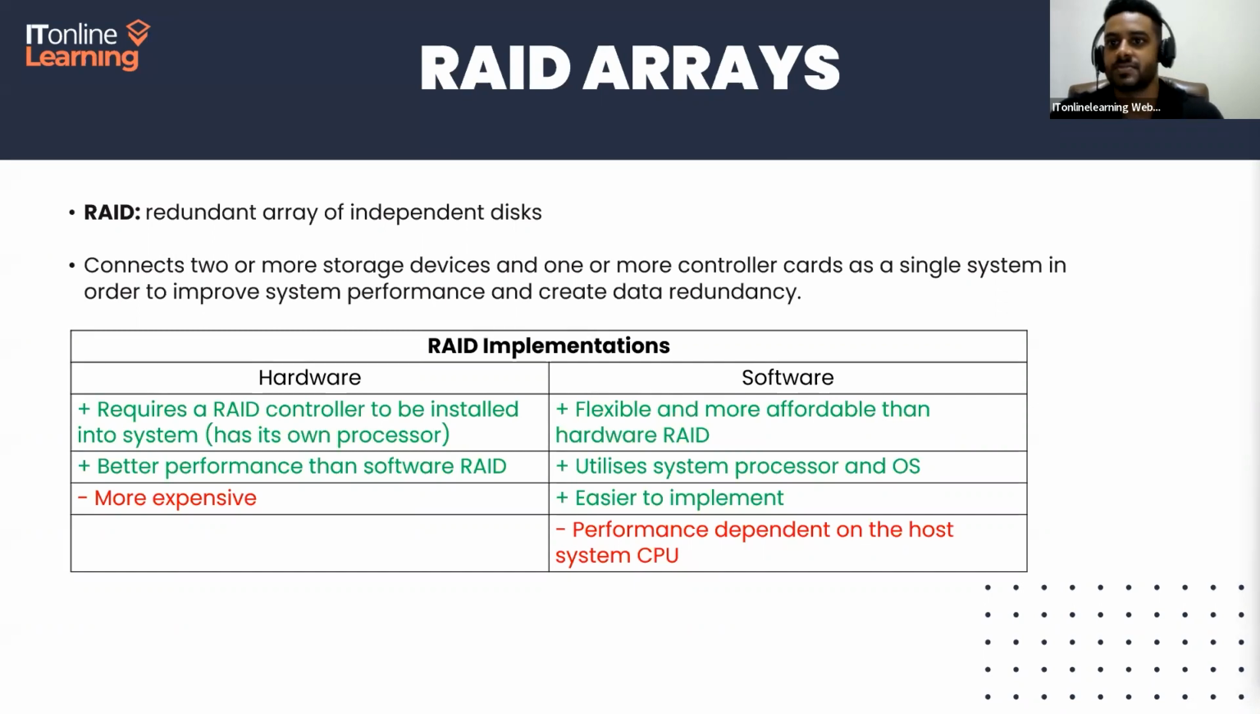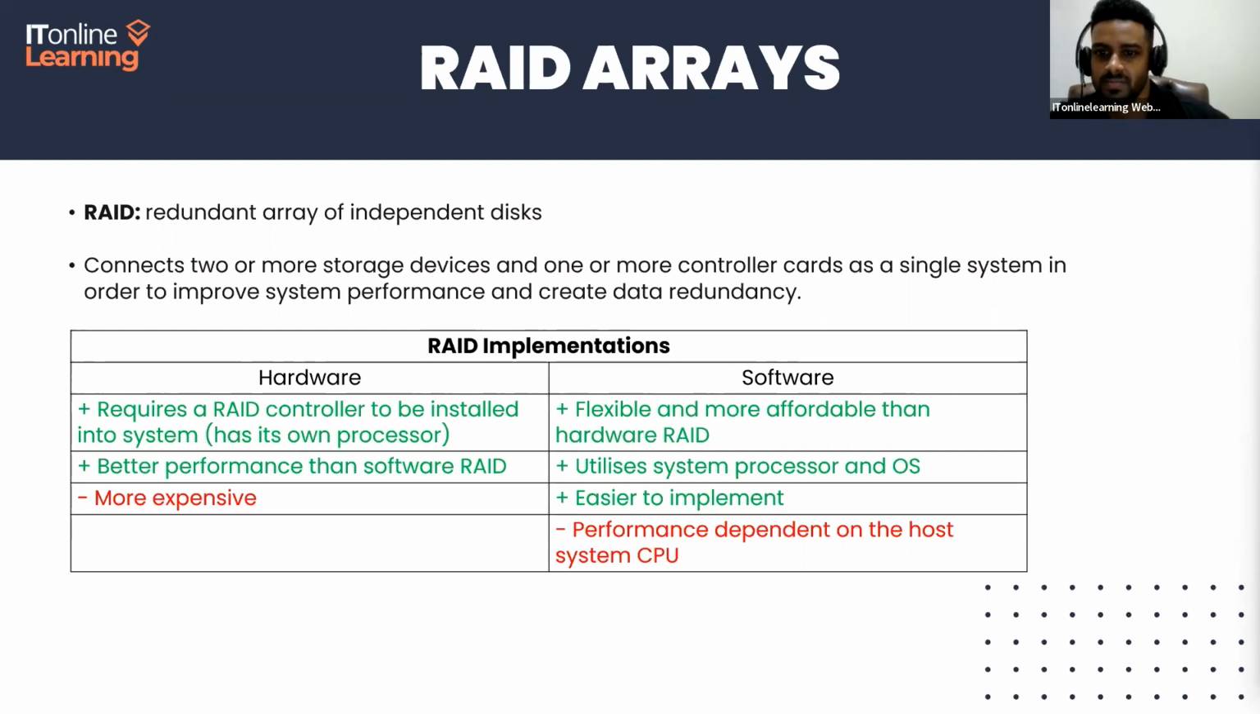So RAID stands for Redundant Array of Independent Disks. It's basically a way to connect 2 or more storage drives and 1 or more controller cards together as a single storage system. This is done to improve system performance and create data redundancy. So let's take a closer look at this. In front of you is a table of the RAID implementations.